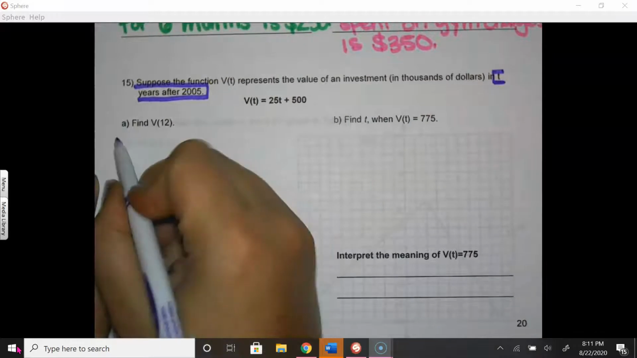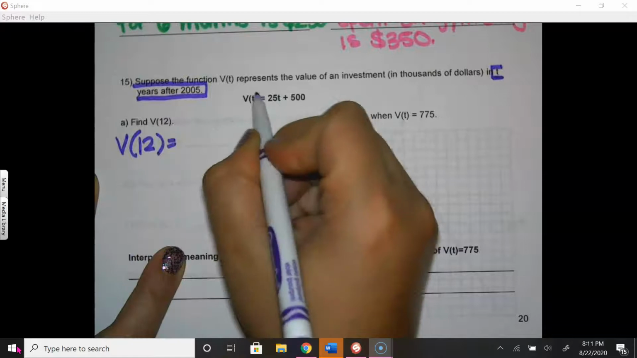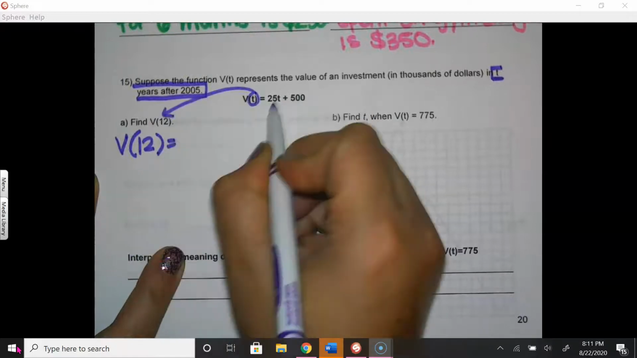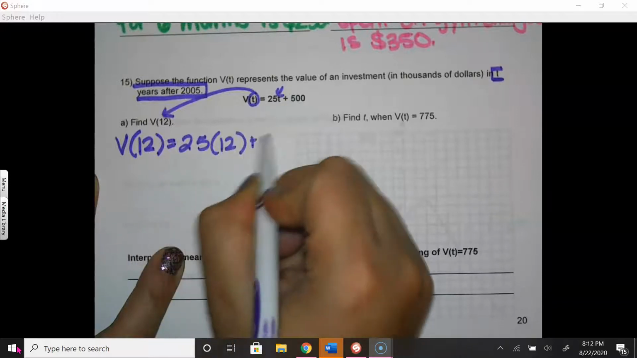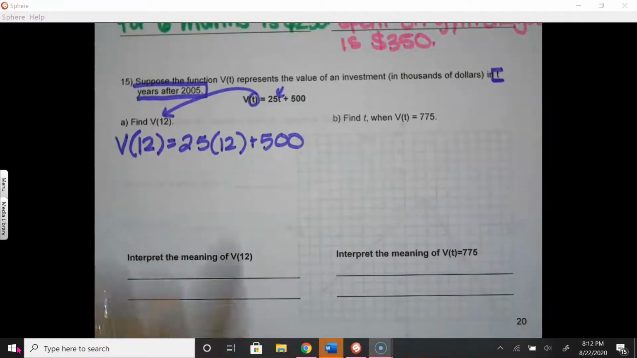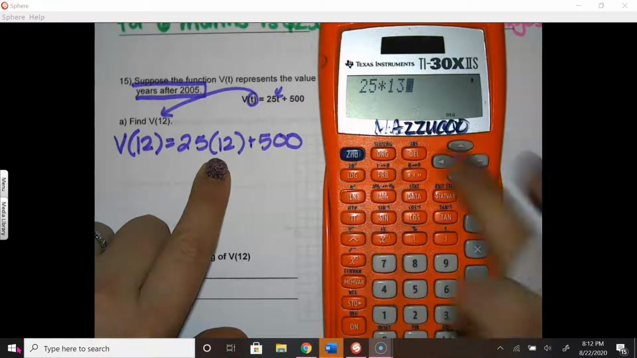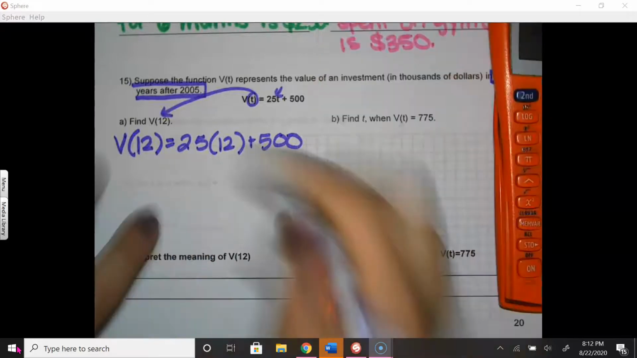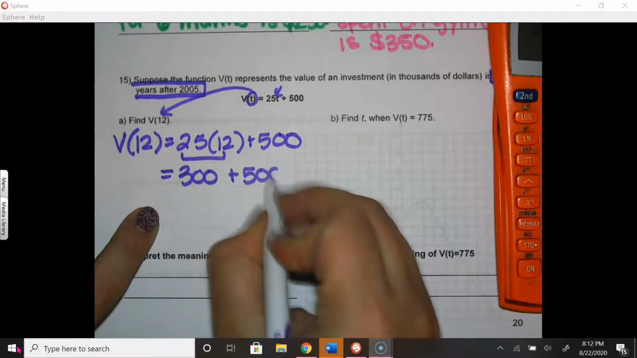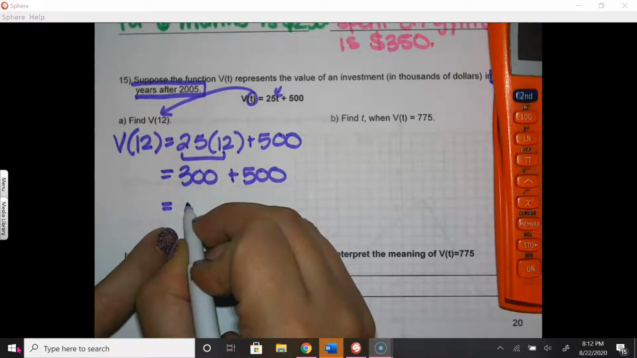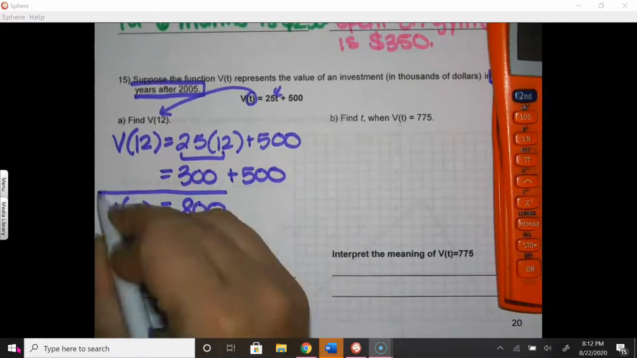Okay, it asks us to find v of 12. We're going to take the t out, and it's telling us what to put in for t here. So we're going to put 12. We do 25 times 12, which is 300, and then plus 500 is 800. Okay, that's my answer there.